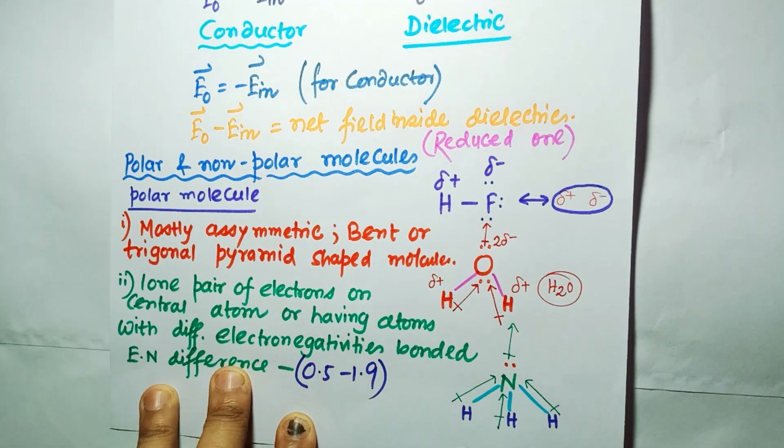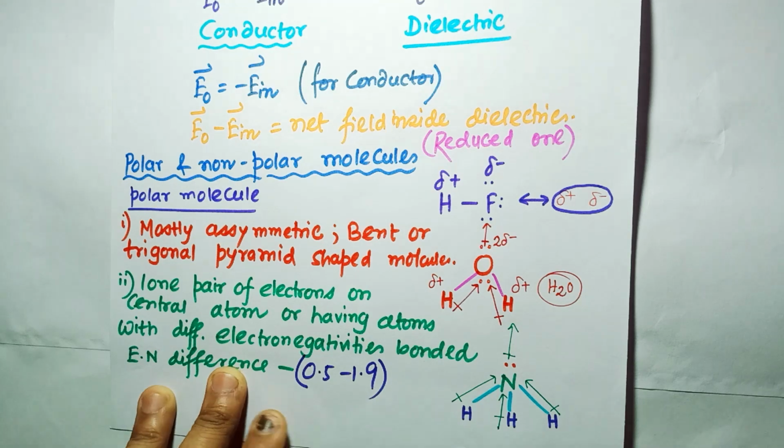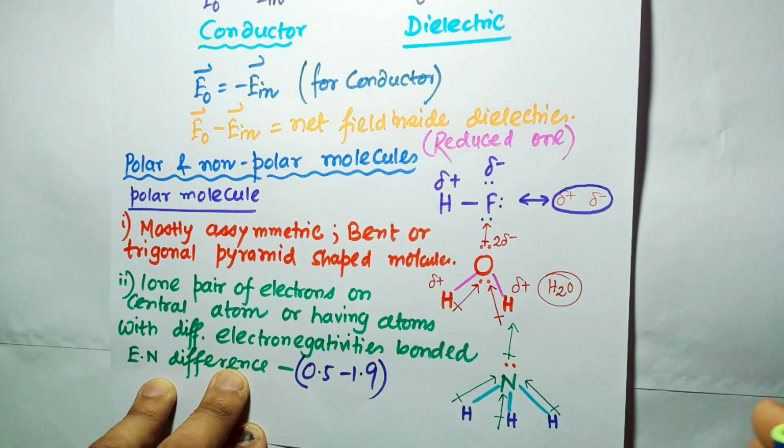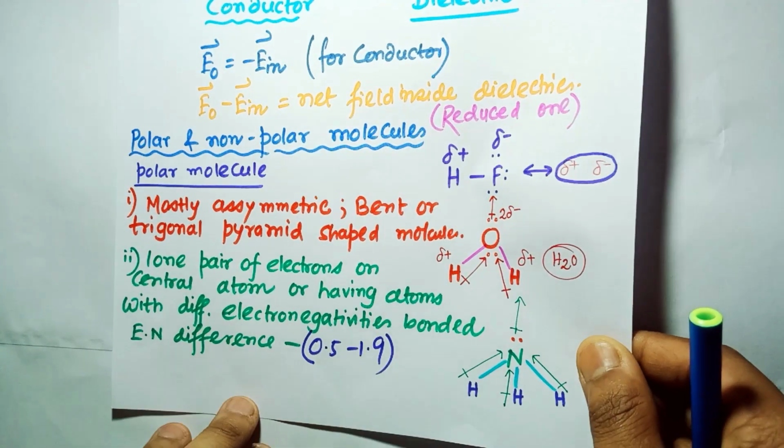But sometimes there are molecules that have equal sharing of the electrons. They are called non-polar molecules, and they don't possess any permanent dipole moment unless they are placed in an external electric field. So let's see the definitions of polar and non-polar molecules.